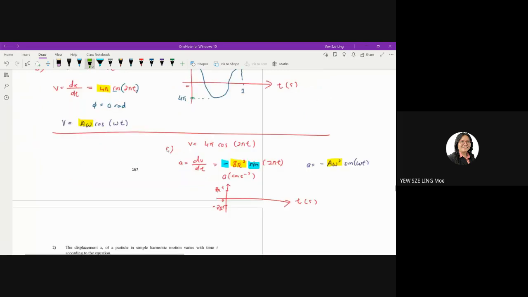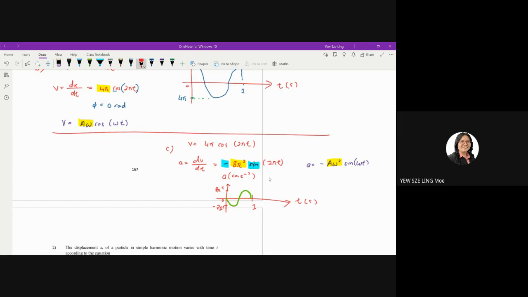Which means now the graph is going to head towards negative first. So it goes to negative first and then goes back to positive. So this is our graph for A against T. The period is still the same, it is equal to 1. So now this is a complete graph for A against T. So basically it's very simple.